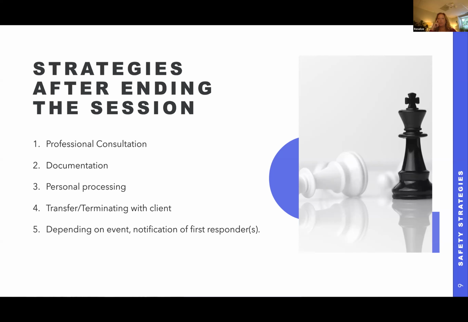Making sure that documentation is done ASAP, literally right after the session and definitely the same day. You wouldn't want to wait a day or two. You're going to make sure that you're doing that documentation as soon as possible. Okay. Third thing to consider is personal processing.